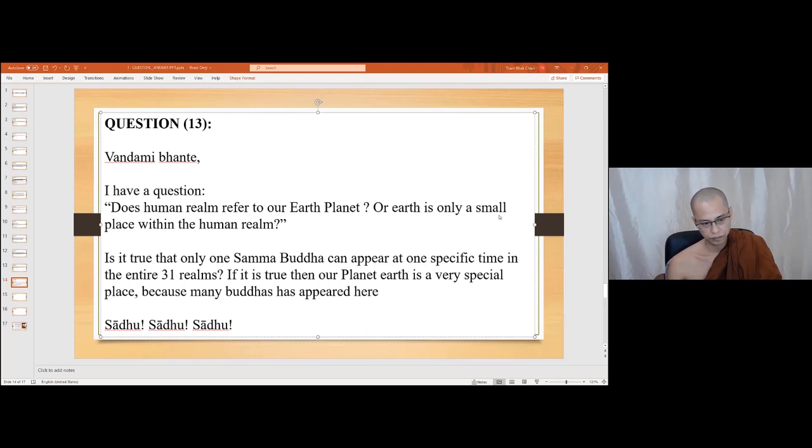Then is it true that only one Sammasambuddha can appear at one specific time in the entire 31 realms? If it is true, then our planet Earth is a very special place because many Buddhas have appeared here. Of course, yes, that is right, as the literature mentioned. So it is not easy to prove. Even if you encounter the Buddha and you ask, and the Buddha mentions it, maybe you can still develop doubt whether it is true or not. If you accept the literature's explanation as true, then our human realm is a special place for the Buddha's appearance. Okay.